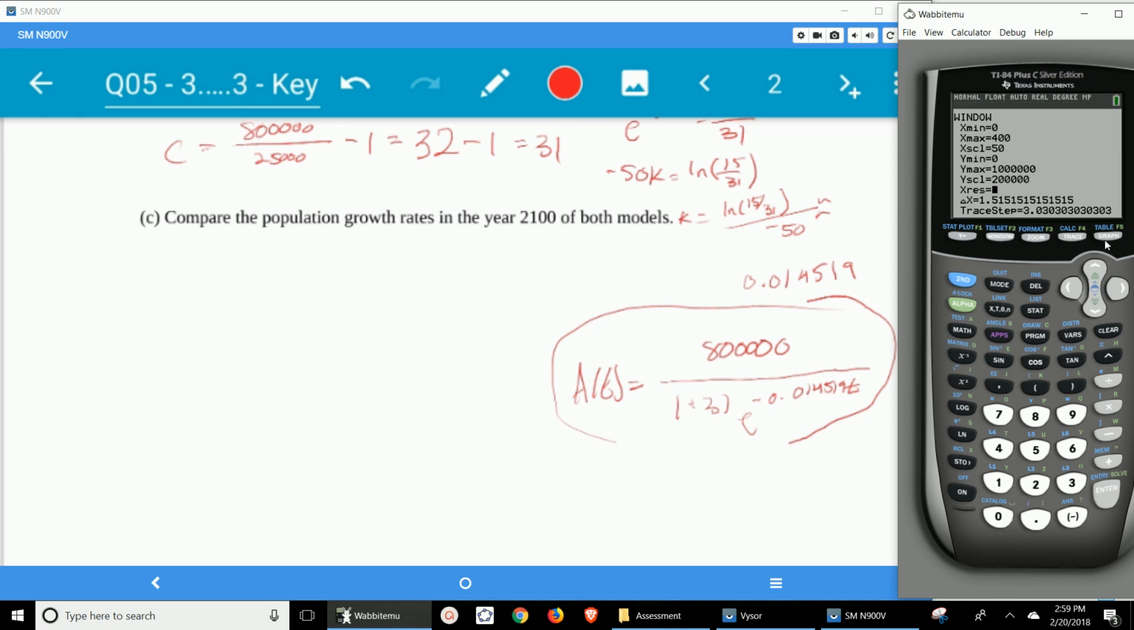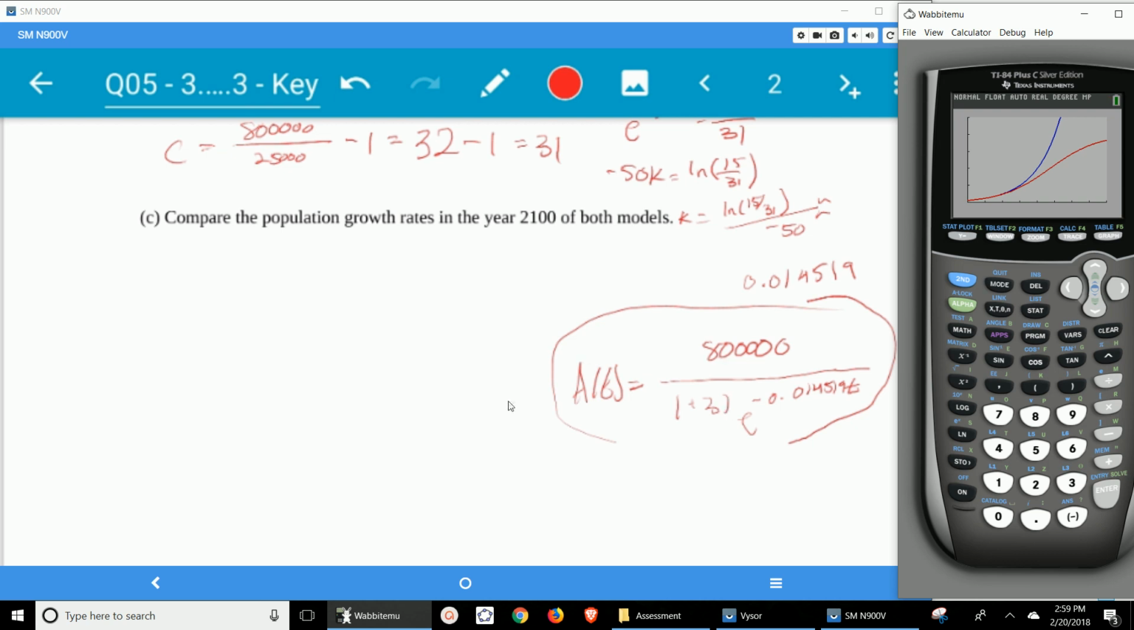So now if I graph that, I should see first the exponential, then the logistic. So that's the exponential model. The logistic should look similar to it at first if I did it right. Yeah. And then it just kind of starts tapering off. So I'm pretty happy with that.